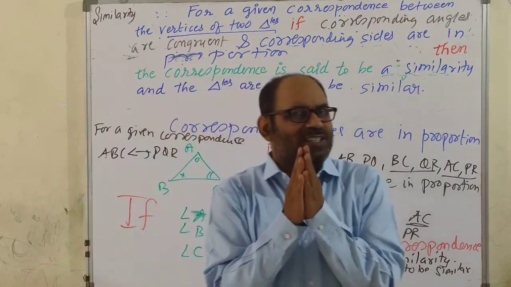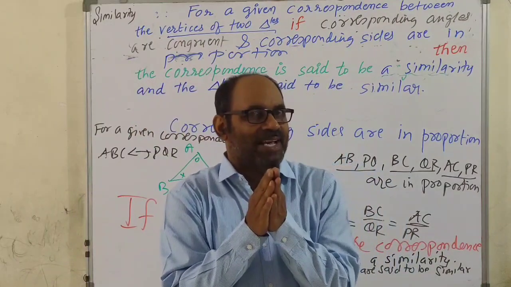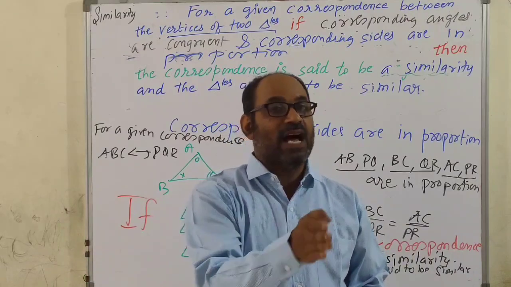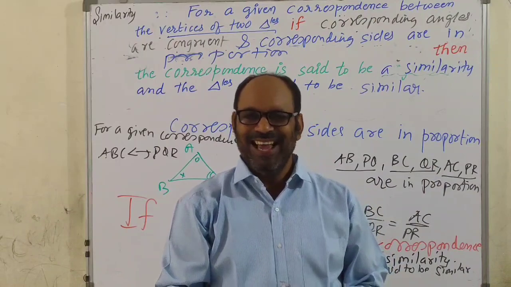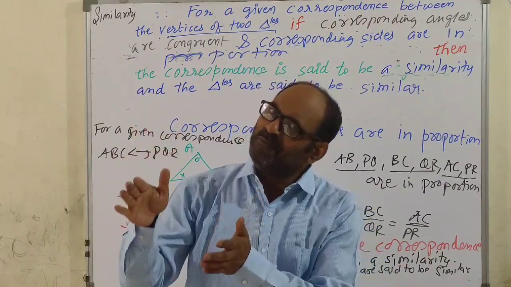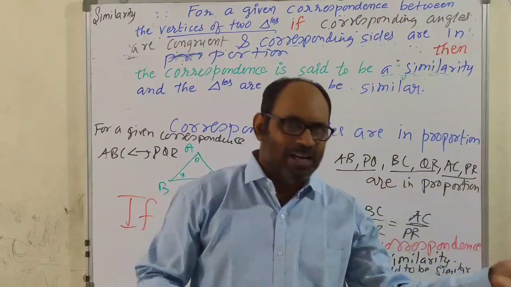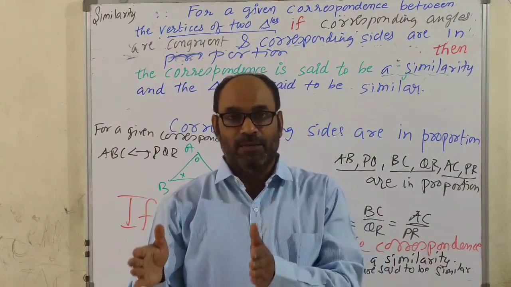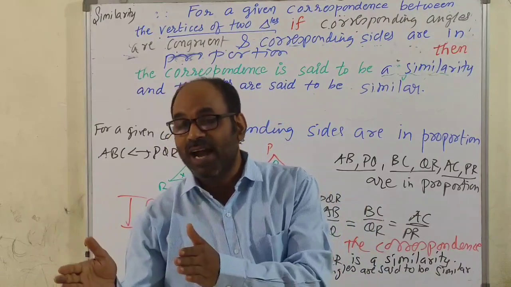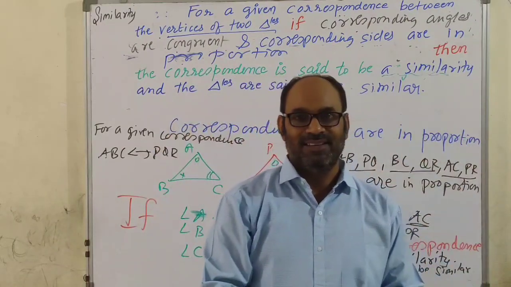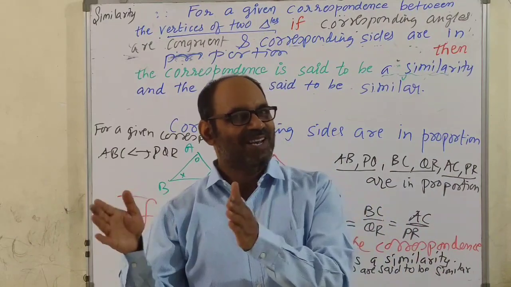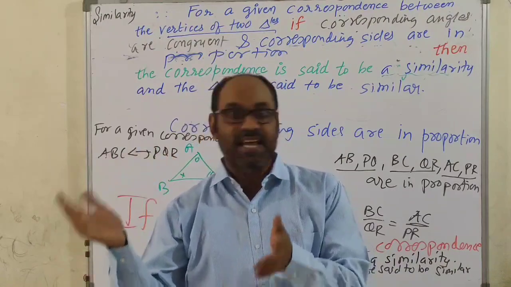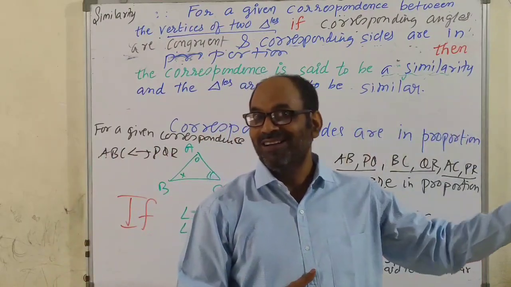So one true or false statement that can be asked in the board examination is: two congruent triangles are always similar. Yes, congruent means shape is same, size is same, so we can say similar because the shape is same. Correct? The other statement: two similar triangles are always congruent. False. Two similar triangles means only the shapes are same, but the sizes may or may not be same, so you cannot call them congruent.